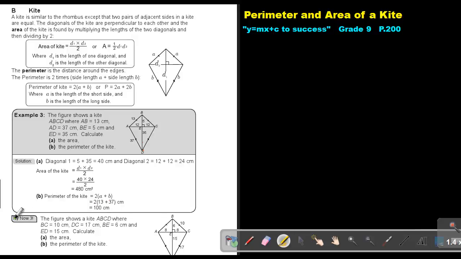Okay, I want you to stop the video and do Try Now 3, number A and B. As soon as you are finished, you can continue with the video.